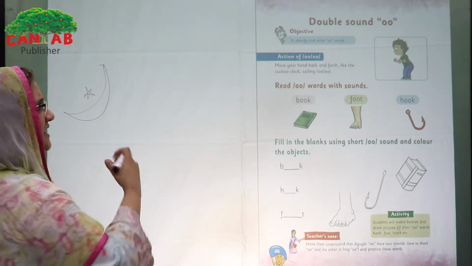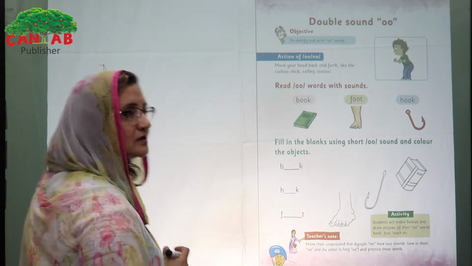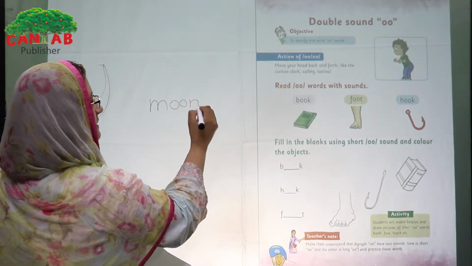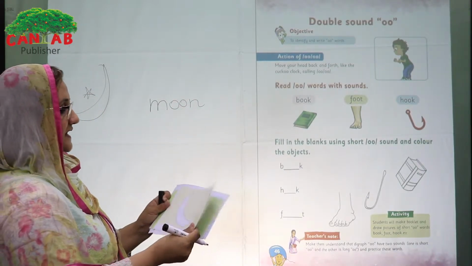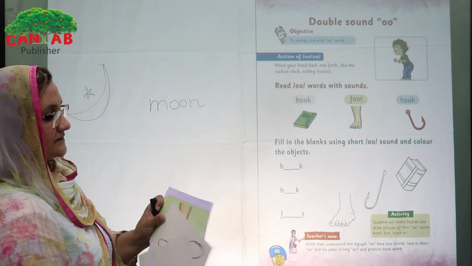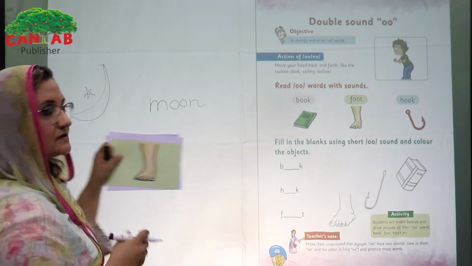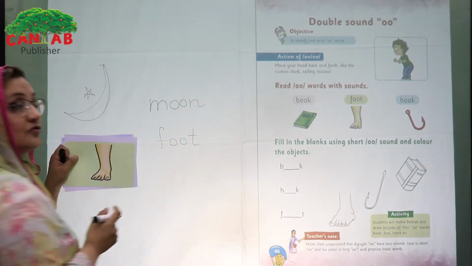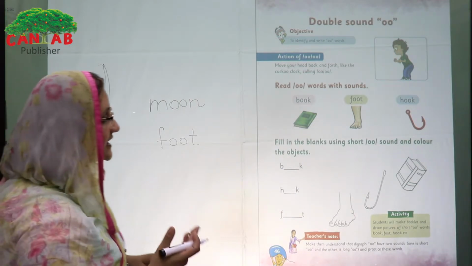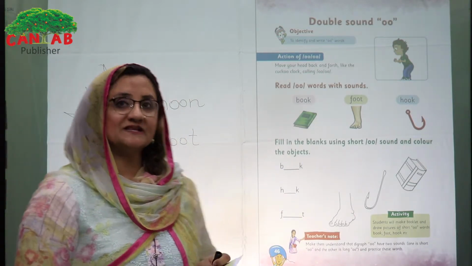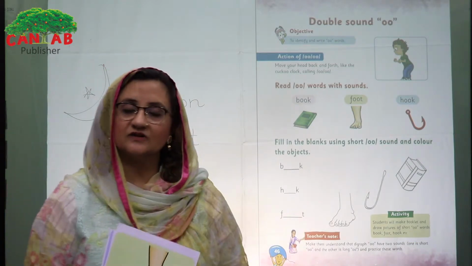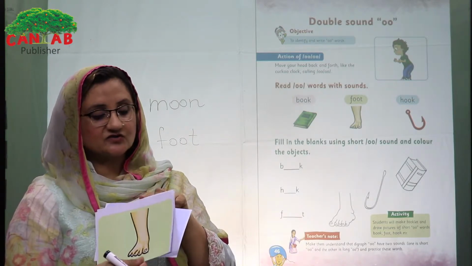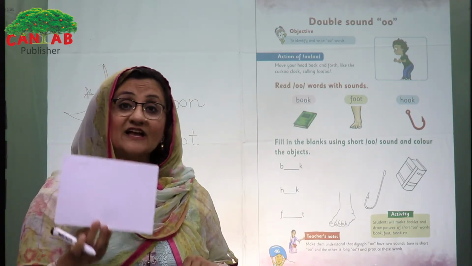Ali, can you please try to write down the word moon? Yes, this is moon. Very good. And what about this one? Foot, foot. After clarifying all the words like this, you can redistribute the flashcards and ask them to write out the names of the objects at the back of the flashcards.